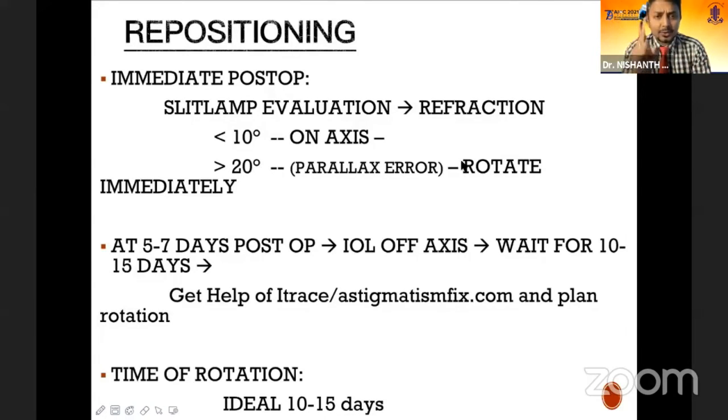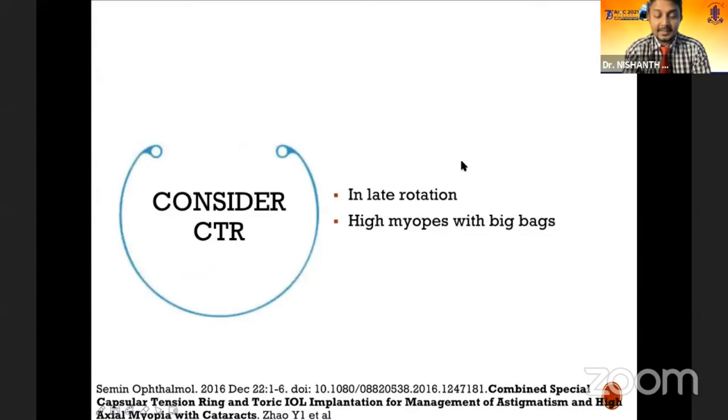Ramesh has told before: do two refractions at an interval of two weeks apart and have a stable refraction. Once you see that two refractions, every two weeks apart, are stable for spherical and cylinder, then you can plan according to your astigmatic fix or eye trace. And the time of rotation, ideally, will be around 10 to 15 days.